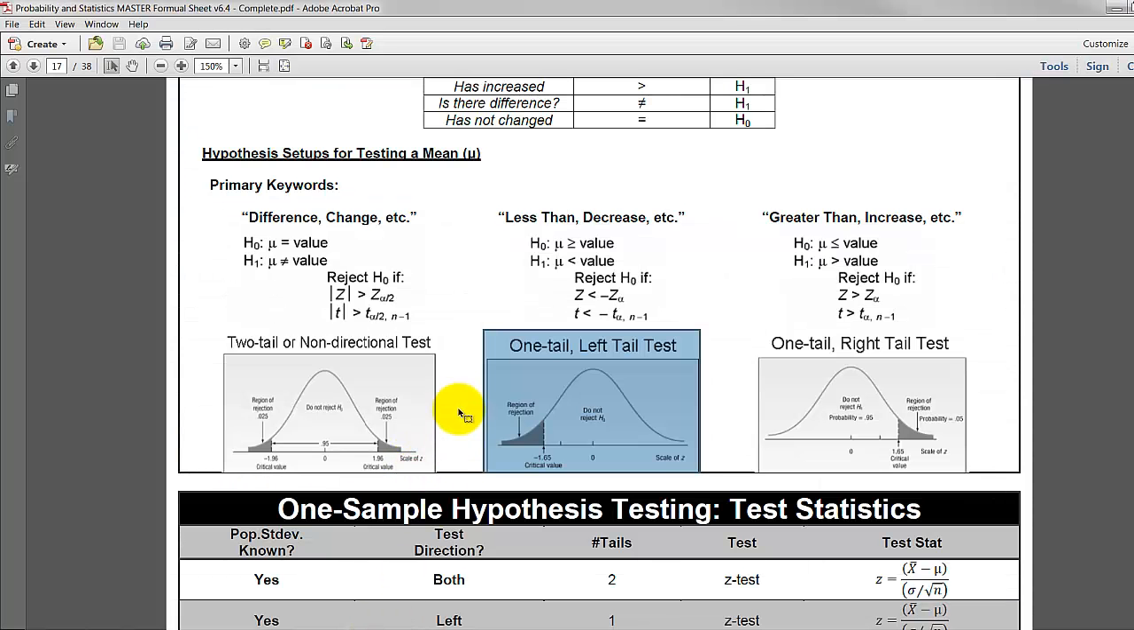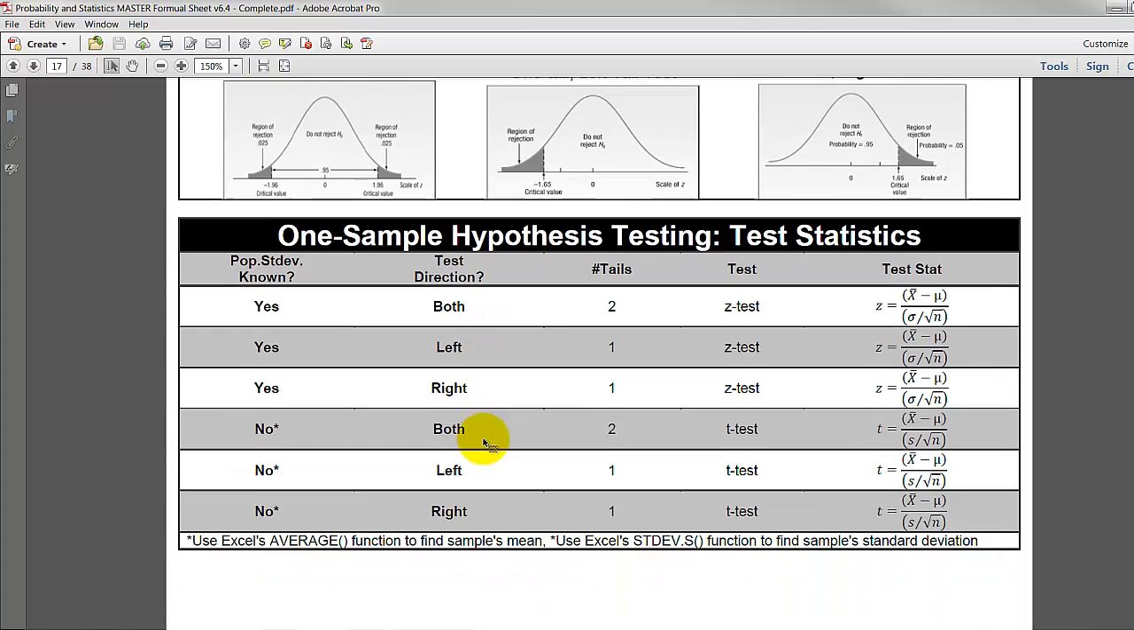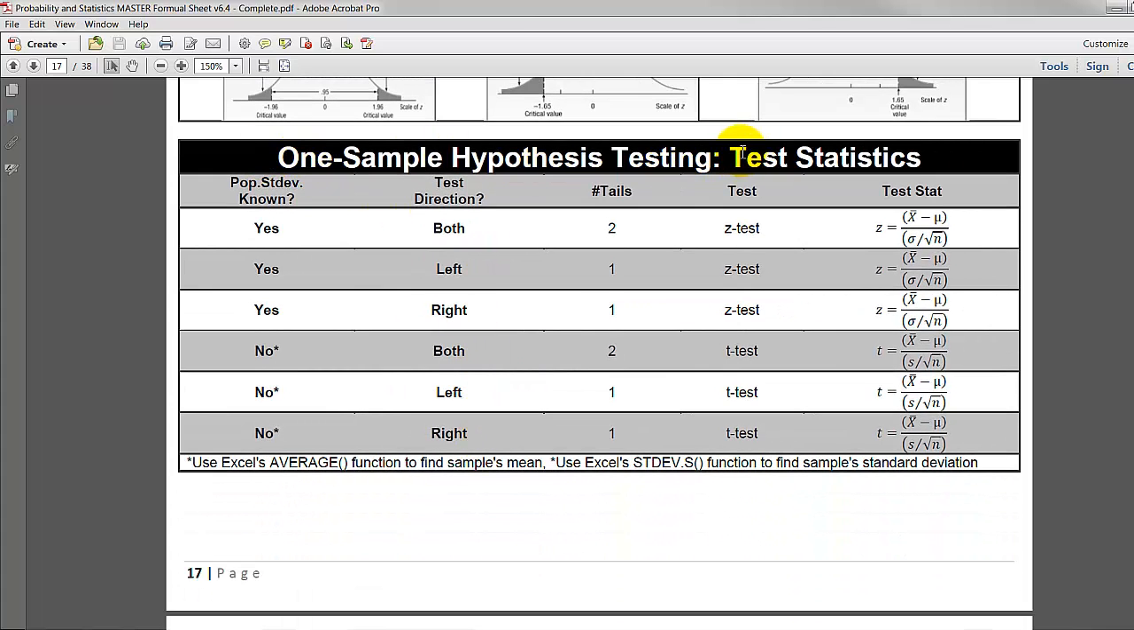Let's go ahead and look at that formula sheet again. Here we see a table, one sample hypothesis testing, test statistics. Okay, we need this T value. We know it's a T, so we've already gone through this process by eliminating all these Z. And let me show you how I would use this spreadsheet. Population standard deviation, this is the first question you have to answer for yourself. Were we told that the sample was from a population, or was it survey results from a sample? It's from a sample, so the answer is no. So we can ignore these first three rows.